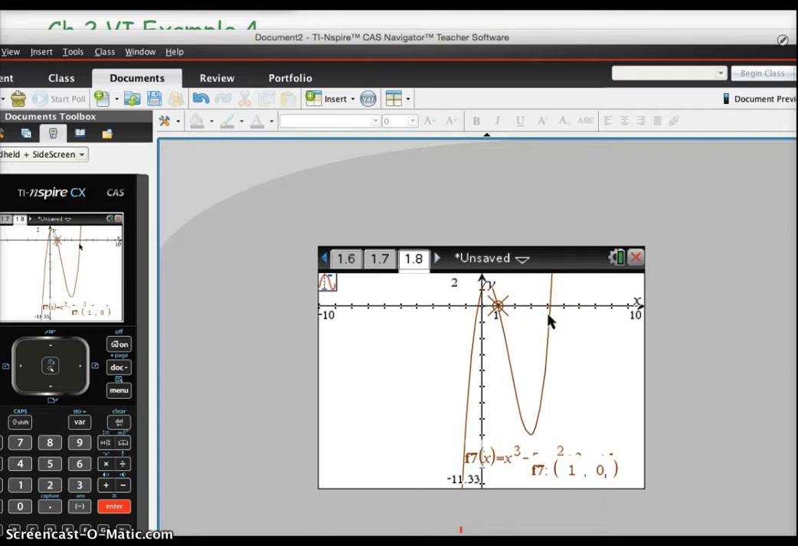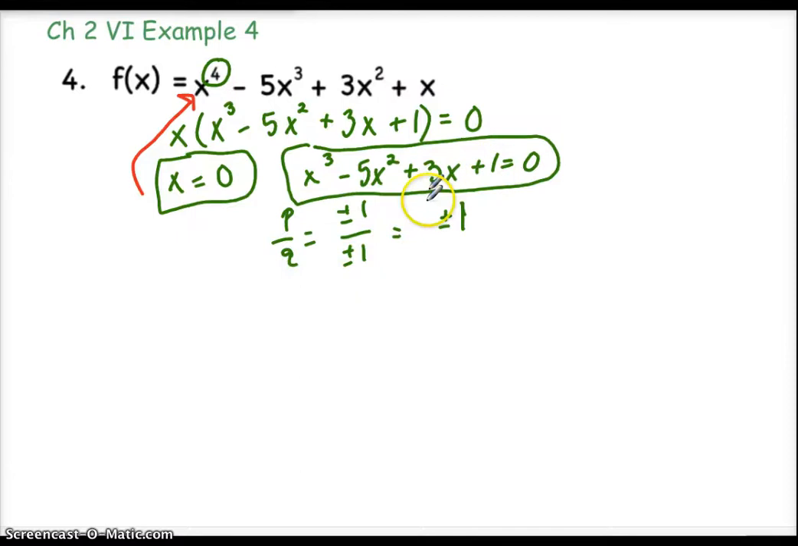Well, they're obviously not imaginary, so that means they're going to have to be real and irrational, and they are irrational because they did not show up in my possible rational roots test. So if we know that we have x-intercepts or zeros of 0 and positive 1, how can we use those to find the remaining 2 roots? Well, if you said synthetically divide, you would be correct.